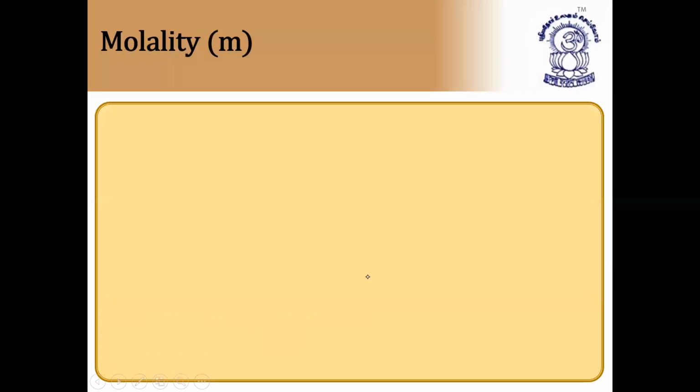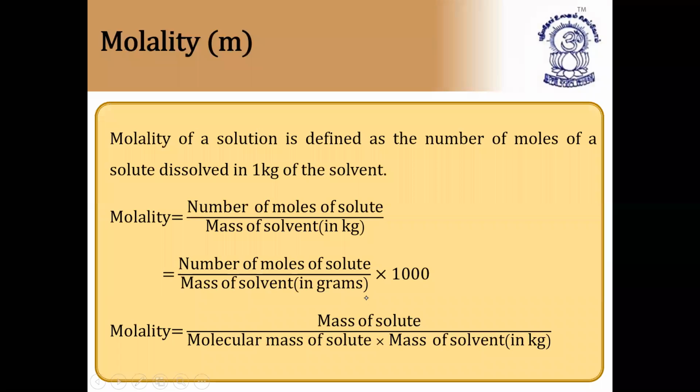Next, another way of expressing concentration of solution is molality. So what is molality? Molality of a solution is defined as the number of moles of solute dissolved in 1 kg of the solvent. The number of moles of solute you already know: mass of solute by molecular mass of solute, into mass of solvent, expressed in kg. If it is expressed in grams, you have to multiply with 1000. If they have given mass of solvent in grams, you have to multiply with 1000, and number of moles of solute.